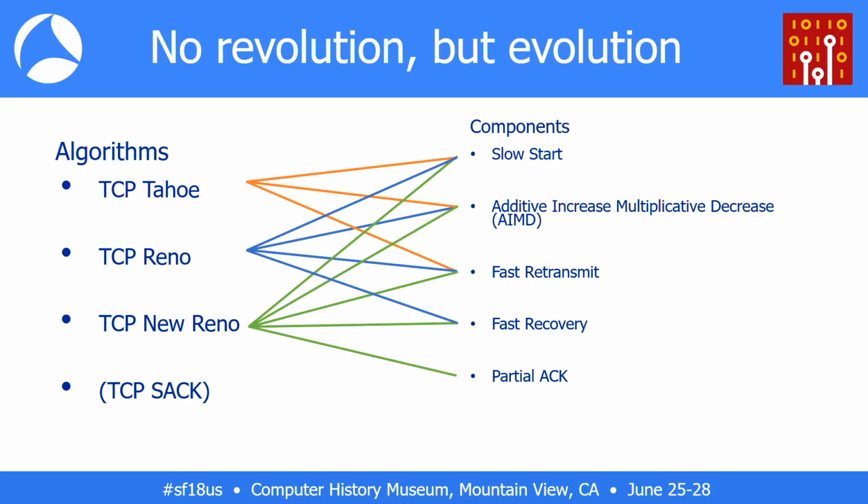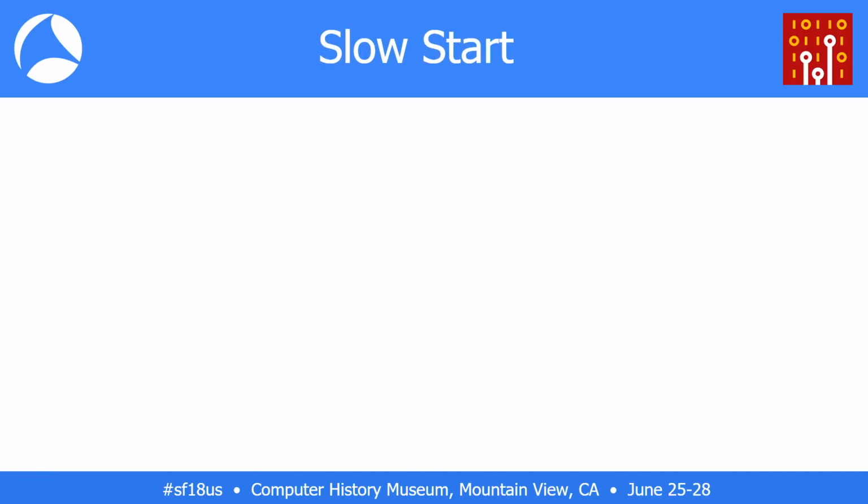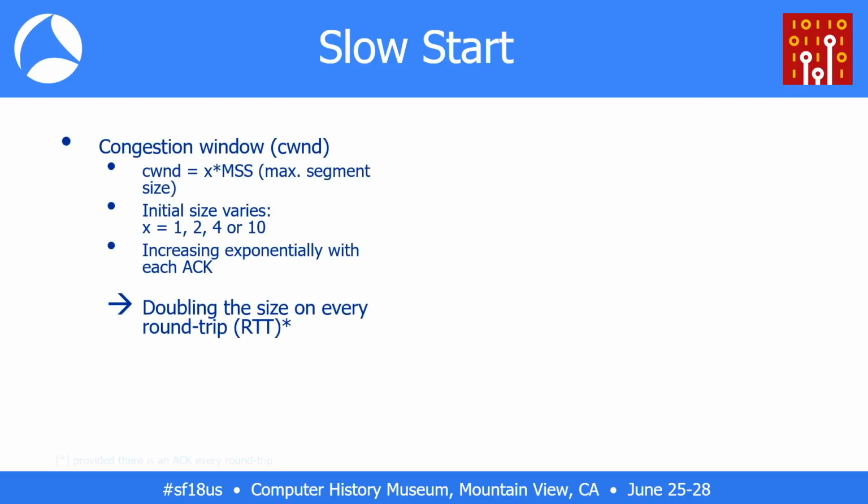And then there's another one that I would like to mention, which is not a completely new algorithm, but it has its own RFC, so it kind of deserves to be on this list here. This is selective acknowledgement. All right, so let's see how the first component, slow start, works.